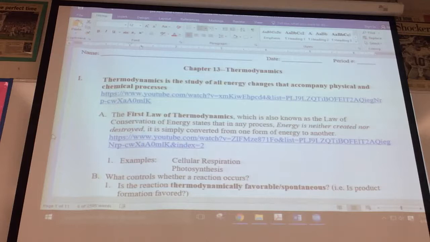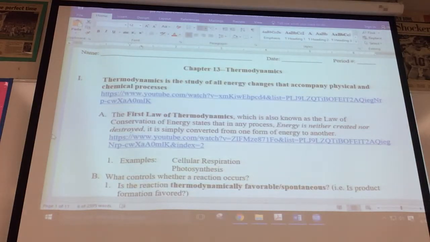Thermodynamics, as defined, is the study of all energy changes that accompany physical and chemical processes. Physical processes, for example, such as melting, freezing, condensing, any type of phase change. Chemical processes, what you're talking about there is a chemical reaction in which substances react to form other ones that have different properties than what you started with.